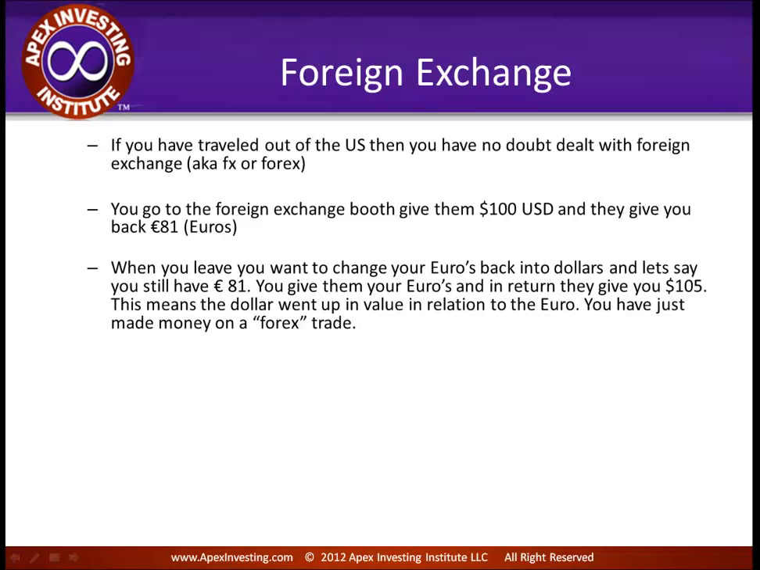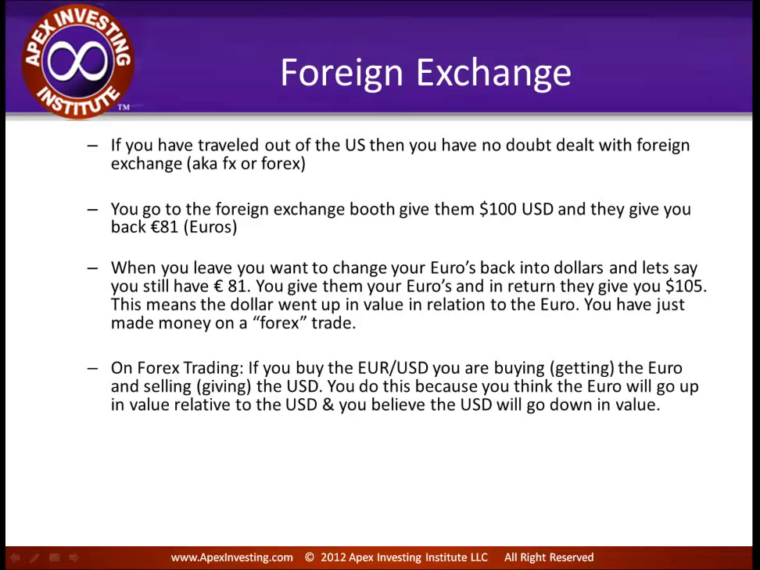So you give them your euros, even though you gave them $100 and they gave you 81 euros, now they give you $105 for your 81 euros. What this means is the dollar went up in value in relation to the euro. And you've actually just made money on a Forex trade. So on Forex trading, if you buy the euro dollar, you're buying or getting euros, and you're selling or giving the USD. You did this because you thought the euro was going to go up in value relative to the US dollar. And you also believe that the US dollar will go down in value relative to the euro.